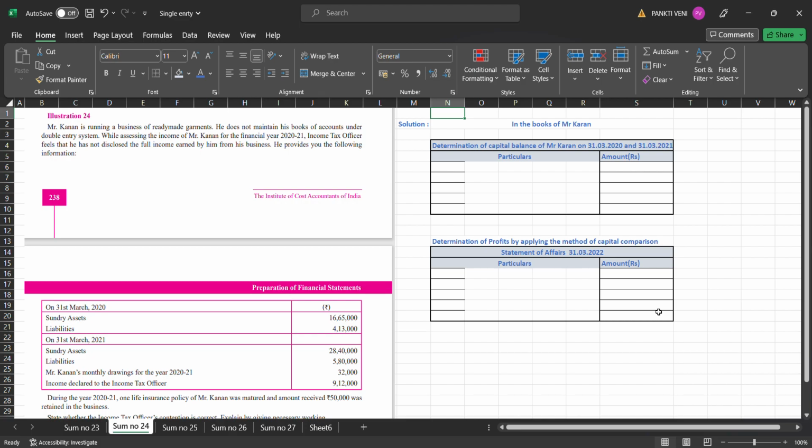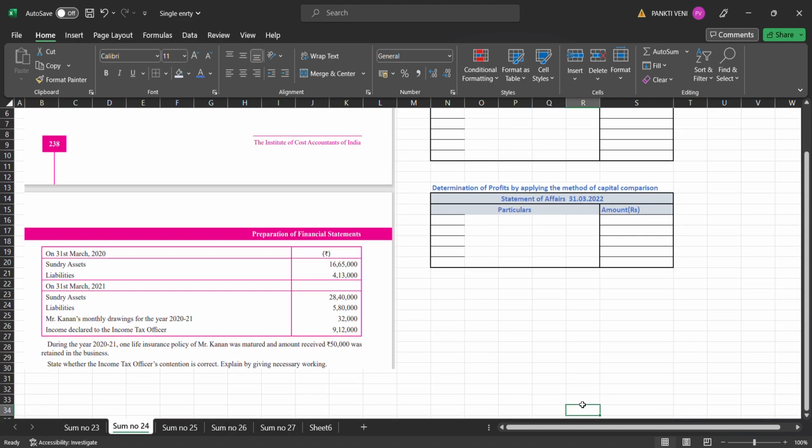On 31st March 2020, he has sundry assets and liabilities. On 31st March 2021, he has sundry assets and liabilities. So ideally there are no opening and closing capital items. During the year 2020 and 21, one life insurance policy of Mr. Karan matured and amount received, rupees 50,000, was retained in the business. State whether income tax officer's contention is correct. Explain by giving necessary workings.